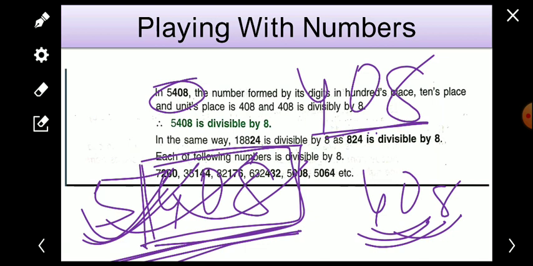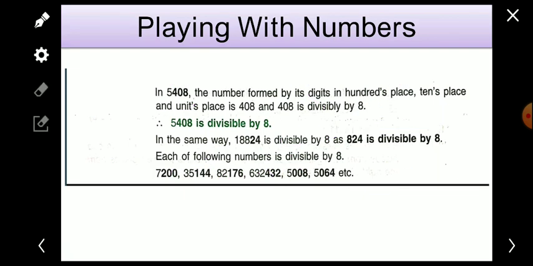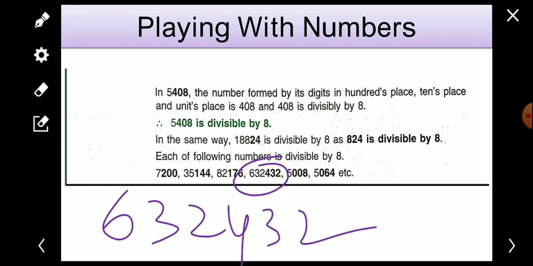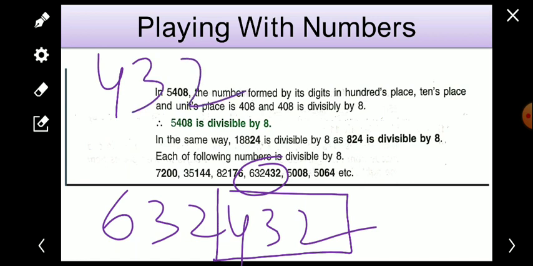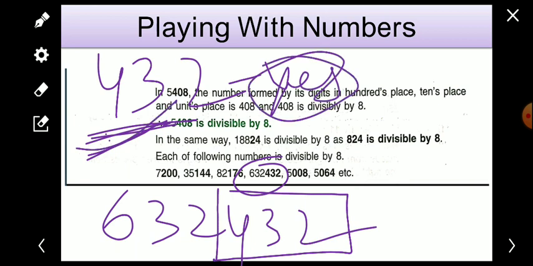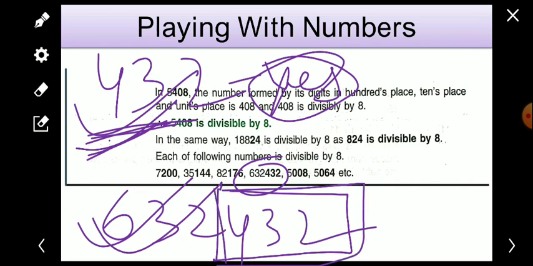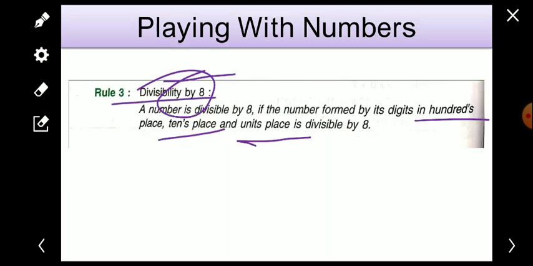So what is the rule for checking whether a number is divisible by 8? The number formed by the last 3 digits should be divisible by 8; then the given number will be divisible by 8. Let me take another number, 632,432. We have to test the divisibility by 8. We will take the number formed by the last 3 digits, which is 432. We will divide it and check, and we will get that yes, it is divisible by 8. If it is divisible, then the given number is also divisible. If the number formed by the last 3 digits is not divisible, then the given number is not divisible. I hope you understood the divisibility rule for 8.